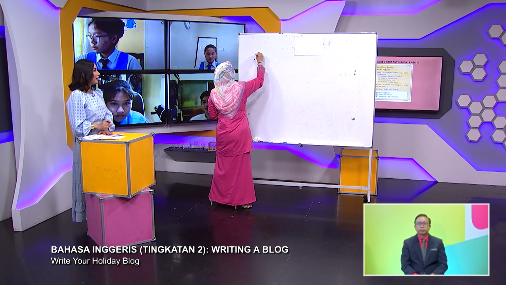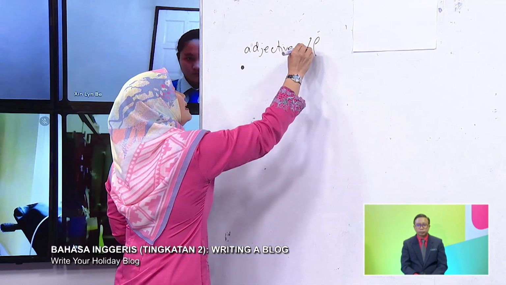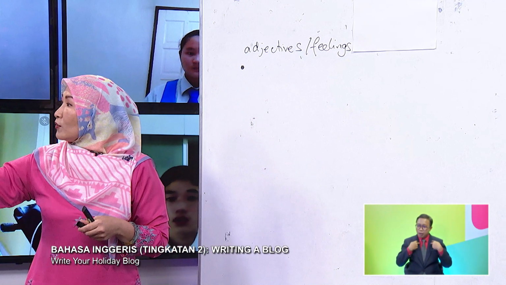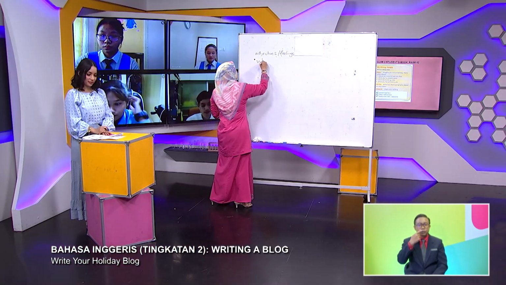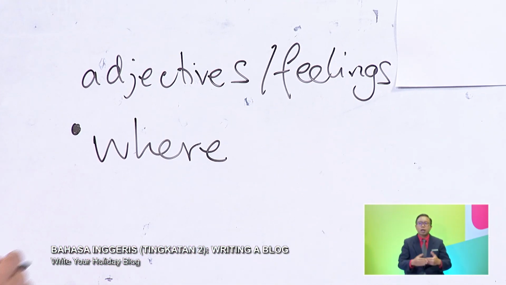You need to have feelings adjectives, okay? All right, and feelings. And you have to include that according to the 4 bullet points, right? Okay. You need to say where you are. And the next one is how you feel.